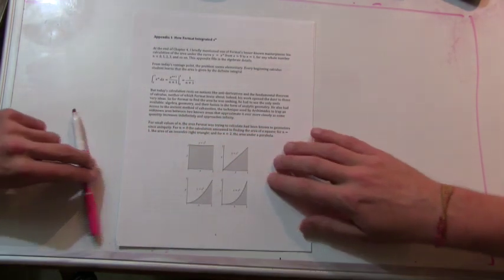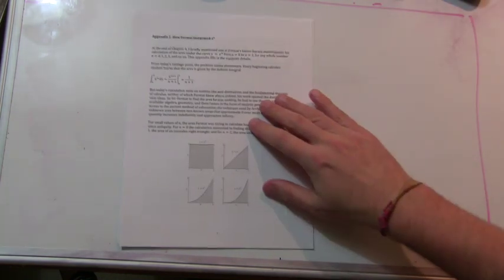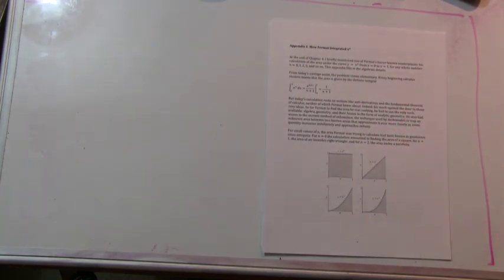So it's about how to calculate the area under x to the n. Or y equals x to the n. So how would you do that? The area under y equals x.